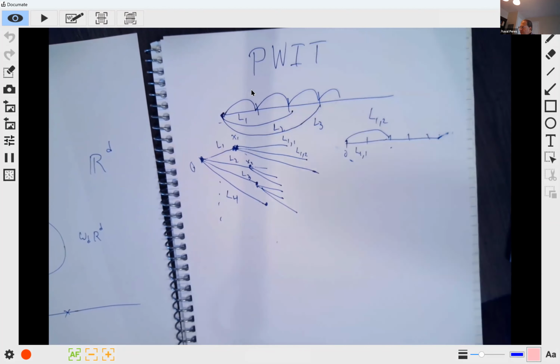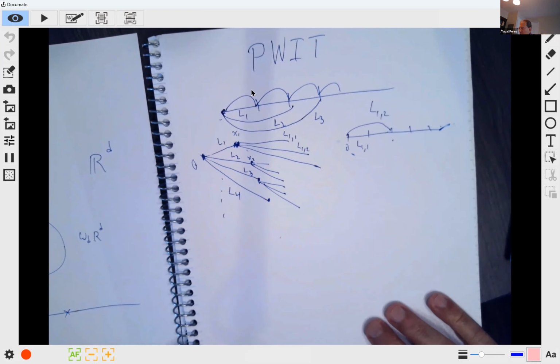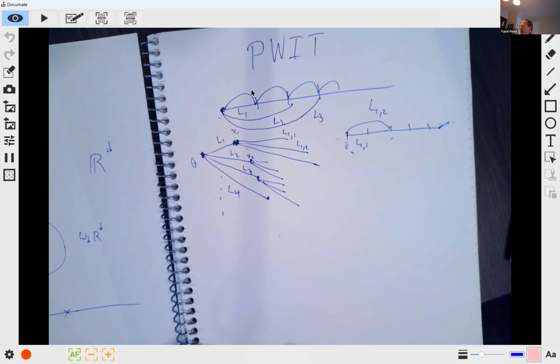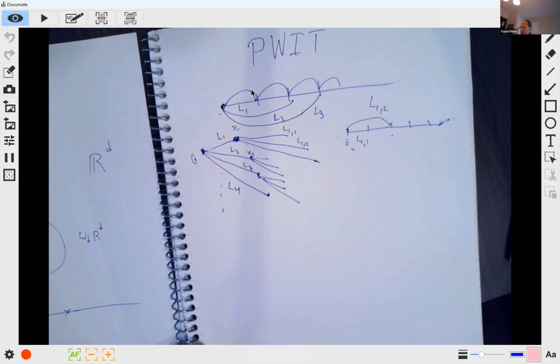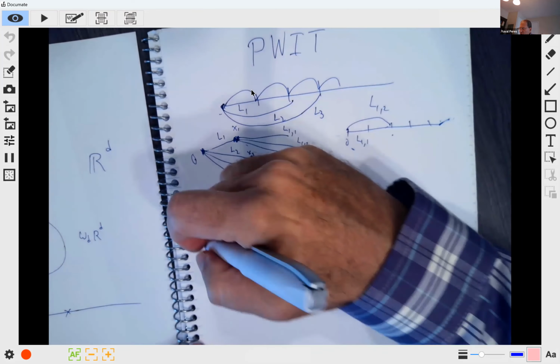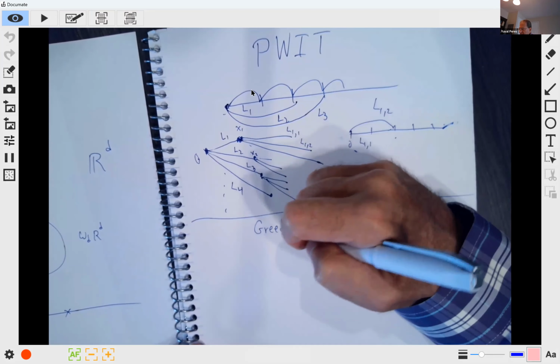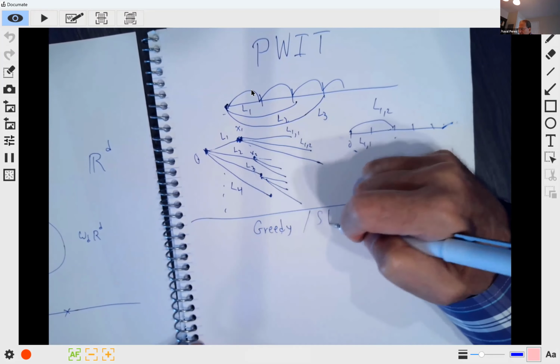And it turns out to have real implications for finite high dimensions, and I will show you one in the rest of the talk. So this is the introduction to the PWIT, and we'll see it appear in action soon. The problem we're going to apply it to is the problem of greedy or stable matching. I'll show you more about that in the slides.